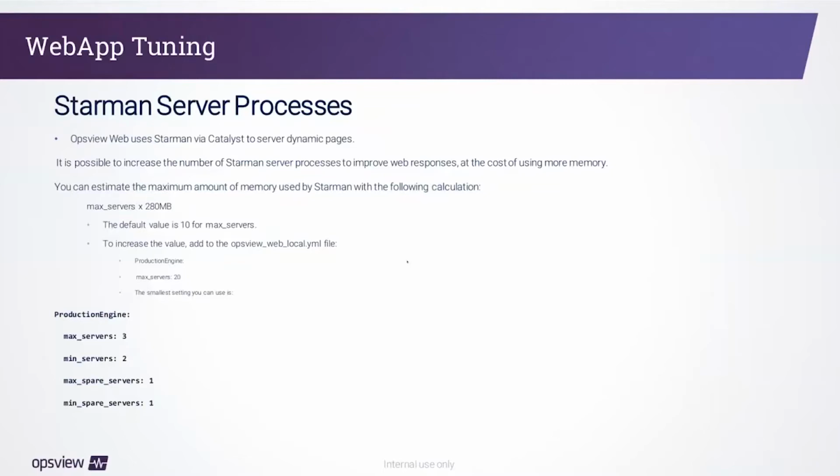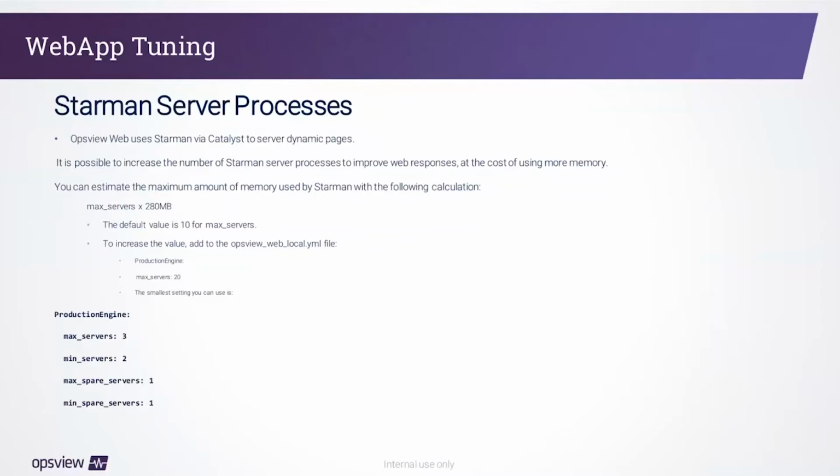And if you've got a powerful server and you've got a busy system, it's possible to increase the number of these Starman processes to improve the web response. So this will cost you memory, but you'll reap the benefits in response time and page loading times, that kind of thing. A very rough calculation can be the max number of servers times 280 megs. So if you increase that to 10, that will cost you just over a gig of RAM.